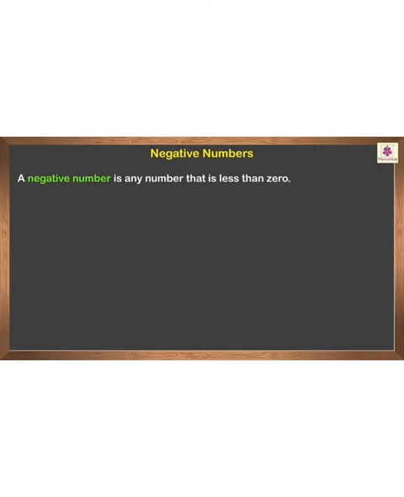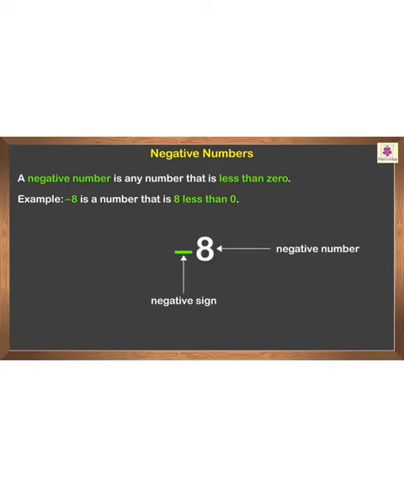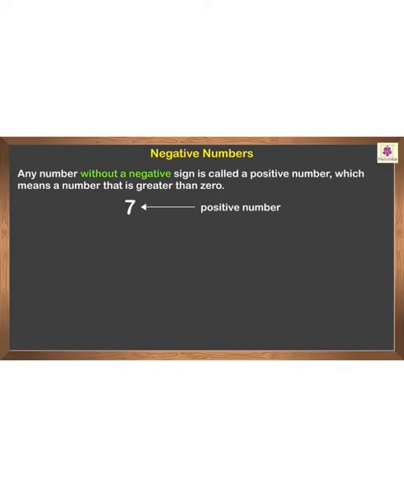A negative number is any number that is less than 0. For example, -8 is a number that is 8 less than 0. A negative number is represented with a negative sign. Any number without a negative sign is called a positive number, which means a number that is greater than 0. So, while -8 is -8, 7 is positive 7 or simply 7.